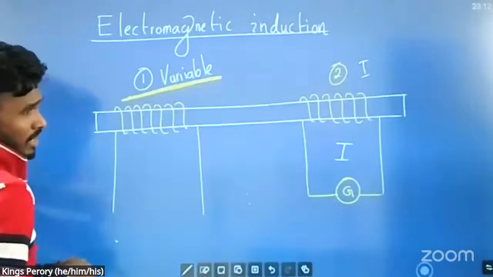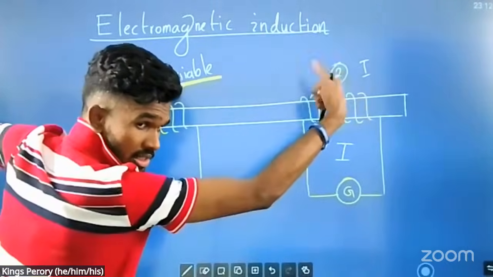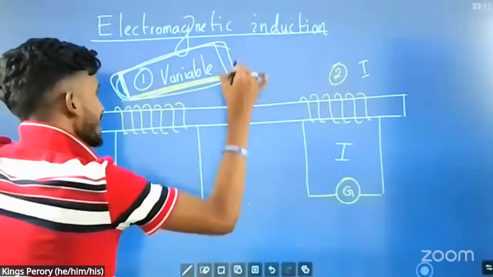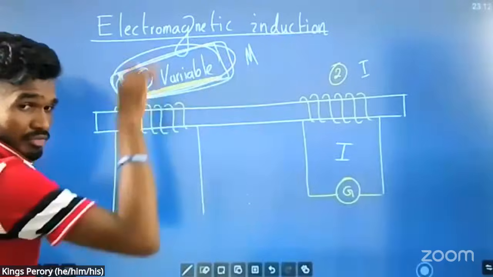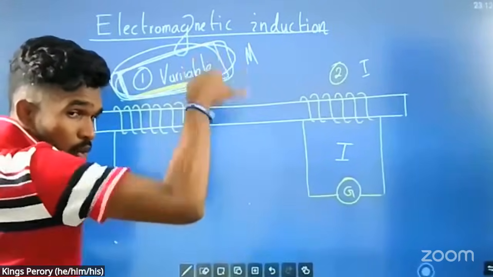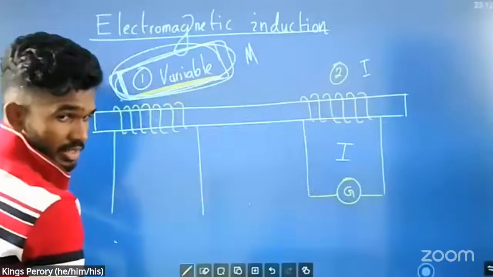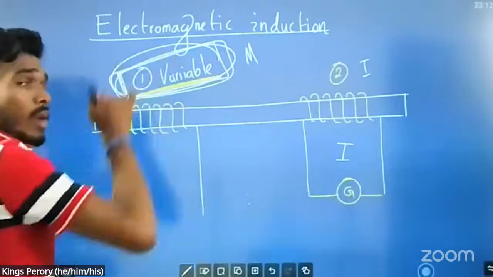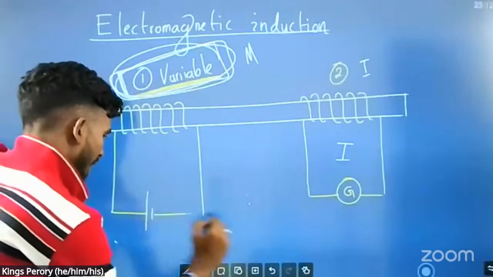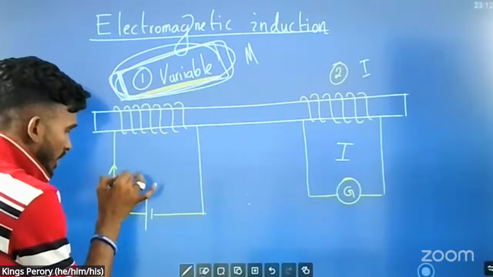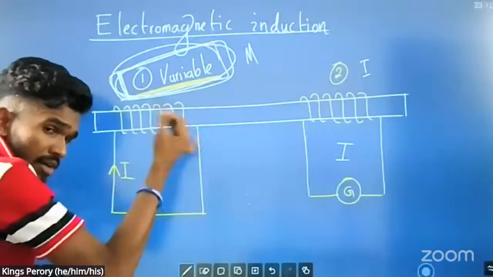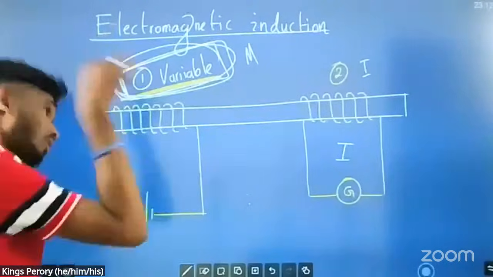So remember, for the current to be produced in the second coil, first of all, in the first coil there should be a variable magnetic field. If there is a variable magnetic field here, there will be a current induced there. If there is no variable magnetic field, there won't be a current induced there. Now, how to provide a variable magnetic field? You will say, connect it to a battery. But if you connect it to a battery, a constant current will flow, and there will be a constant magnetic field.